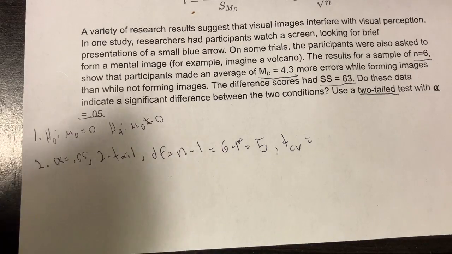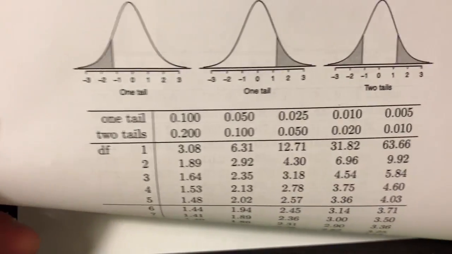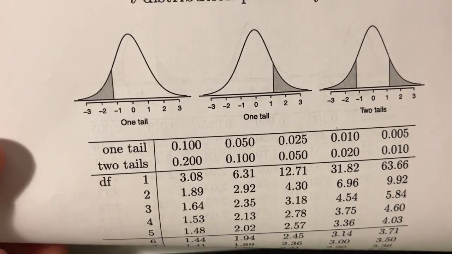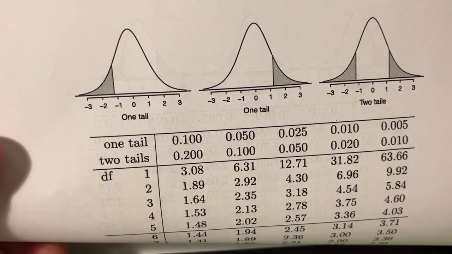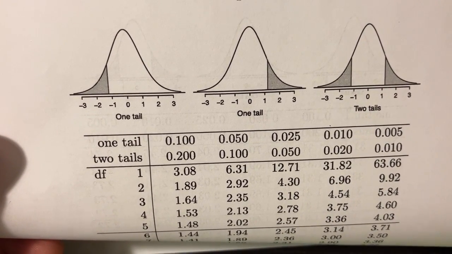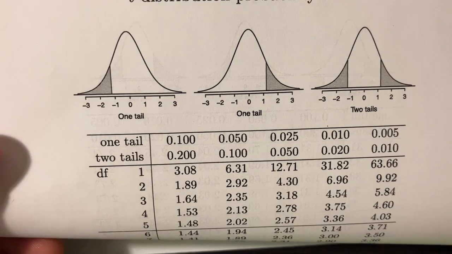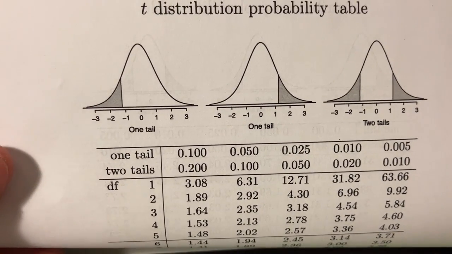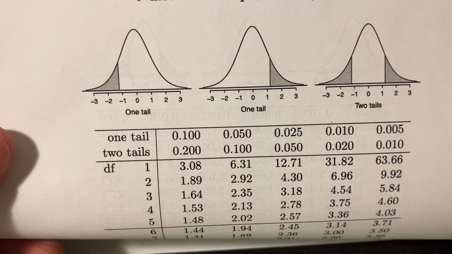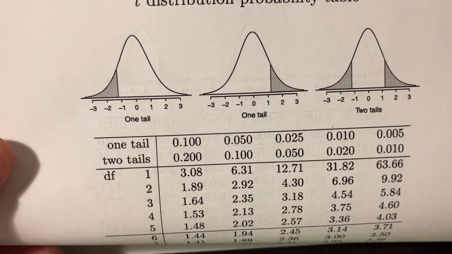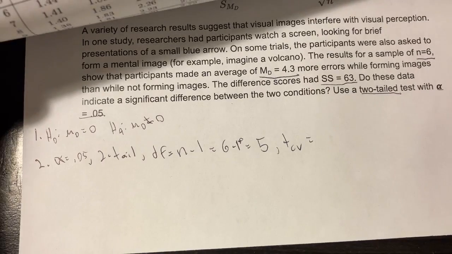So for the t-table, the first step is to locate what tail you're going to be working with. So you can see the first two rows. The first row is one tail, the second row is two tails. So we identified that we're going to do a two-tail, so we're going to scan row-wise across until we reach our alpha level, which was 0.05.